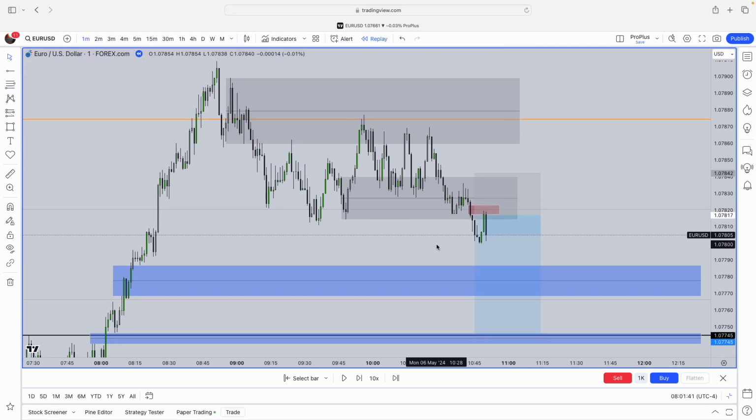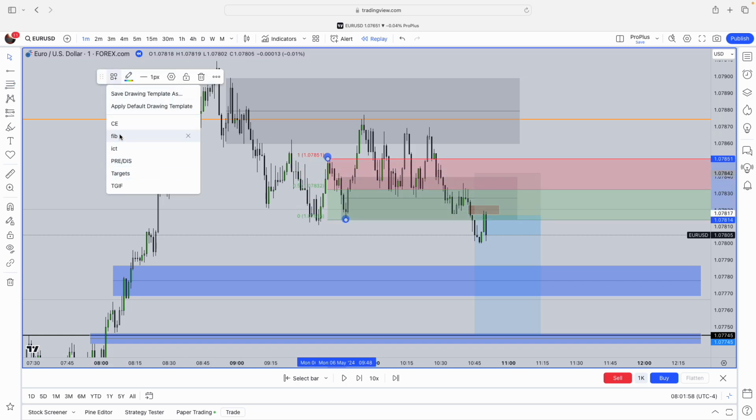Also, if you want to get your targets, so this was the breaker here, so high, low. So this here is the manipulation to go high to take out buy side. So you can draw from the high to the low here and get a standard deviation.